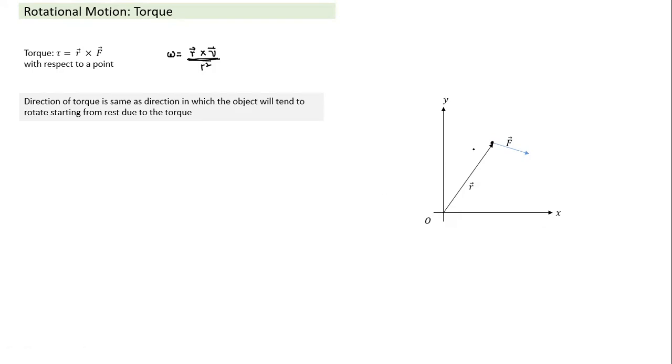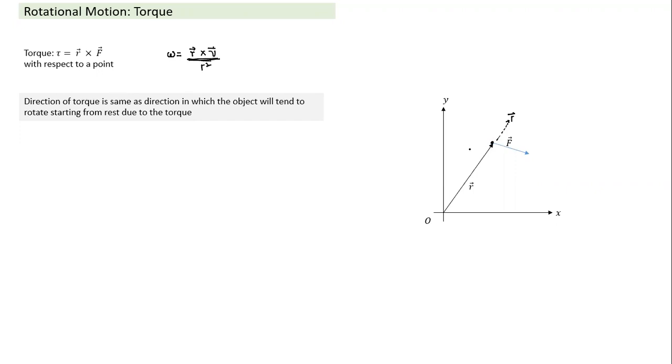And the direction of torque is pretty simple. Since it is r cross f, you place the two vectors tail to tail. So if you have to place tail to tail, keep this r vector here, and it's r cross f. If I curl my fingers in this direction, the thumb will point into the page, into the plane. Through that right hand thumb rule, we can find out the direction of torque here.